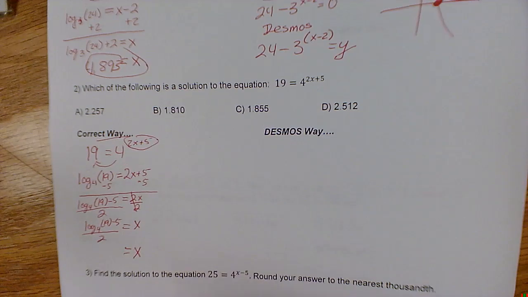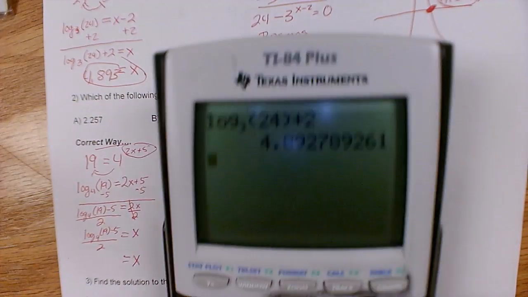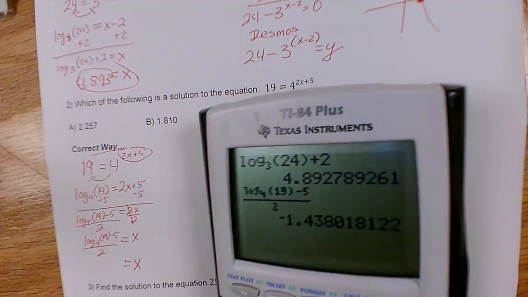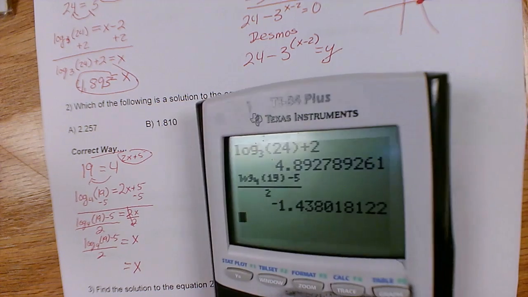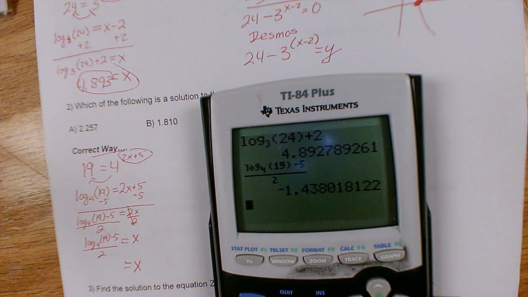And then this is the point where we just type it in the calculator. What I would do is do it as a fraction. And then alpha window 5, log base 4 of 19 minus 5, and on the bottom would be 2. And this is, obviously I don't have the right answer choice, so on your copy of this, I will make sure to fix this.